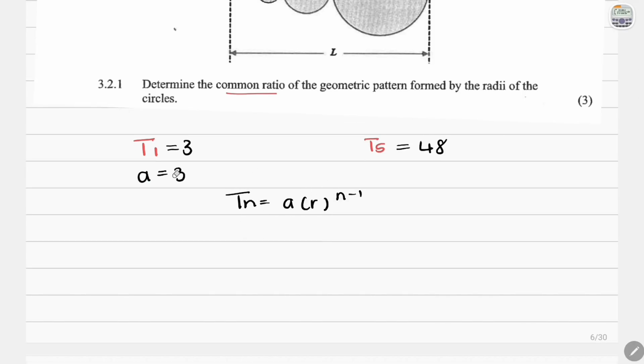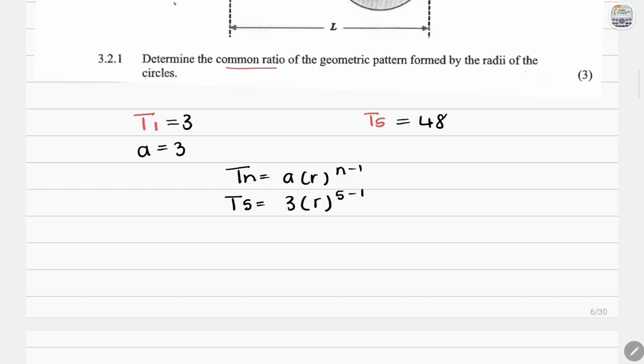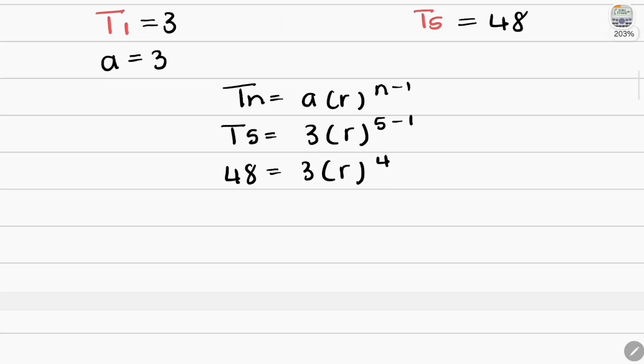So term 5's information, and we know the value of A. So this is term 5 equals, what is A? It's 3. And then R raised to the power of, we said term 5, so in place of n, we say 5 minus 1. Now we know term 5 is equal to 48. So this is equal to 3 times R raised to the power of 4. And now we can finally just solve for R. So divide both sides by 3 first. So that's going to be 16. R to the power of 4 equals 16.